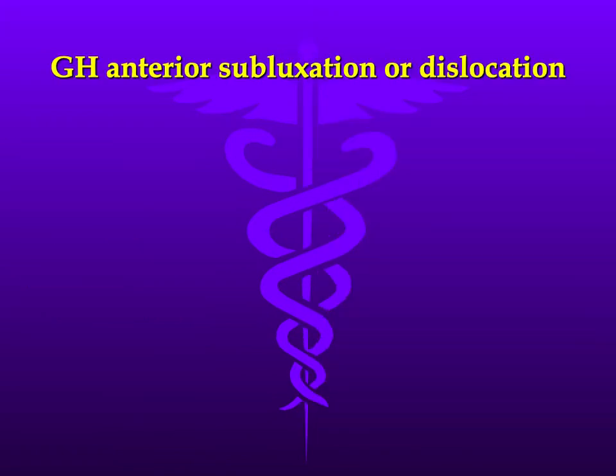Glenohumeral anterior subluxation or dislocation. So let's review the difference between a subluxation and a dislocation. A subluxation is when the bone pops out and goes back in. A dislocation is when the bone pops out and stays out. So that's the difference between a subluxation and a dislocation.